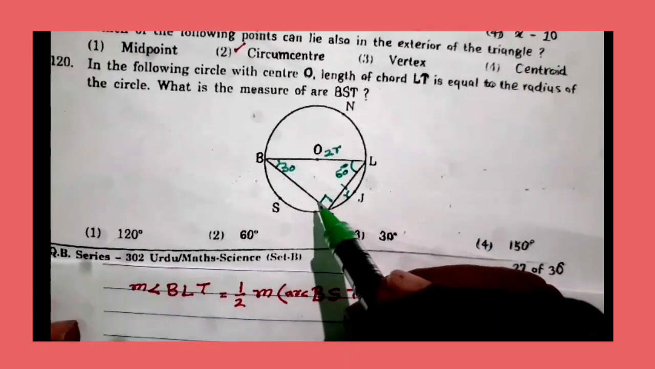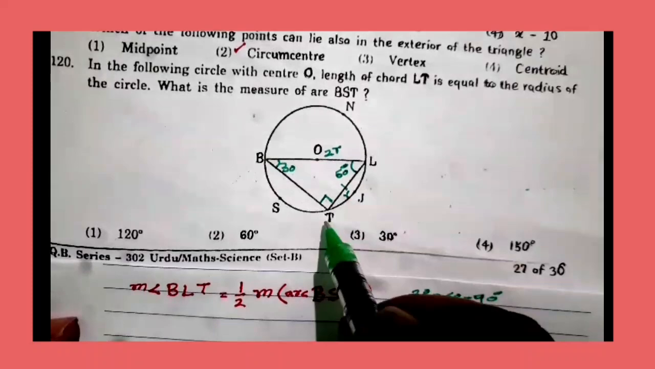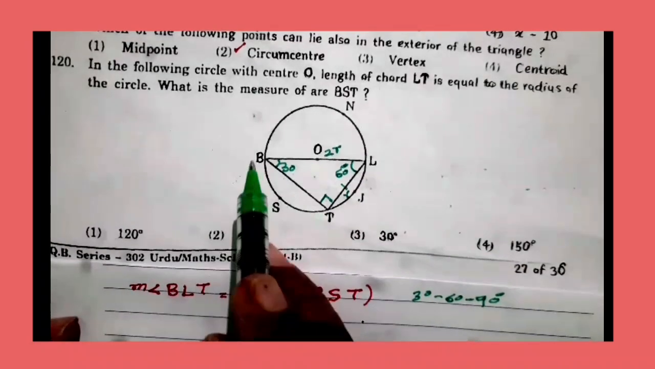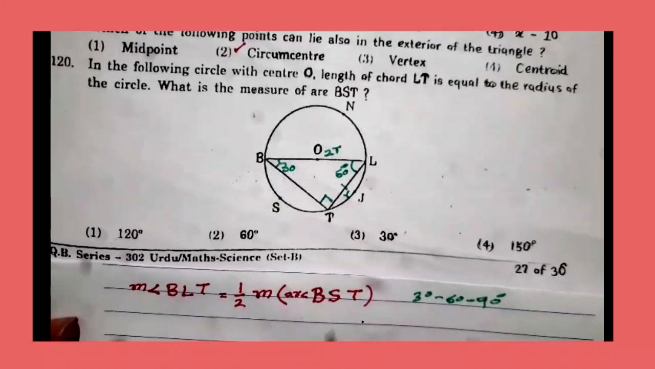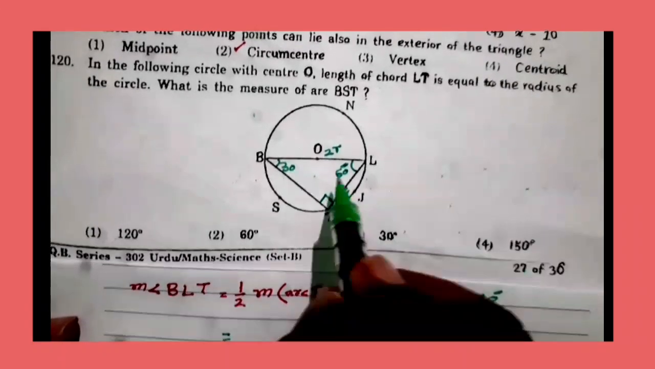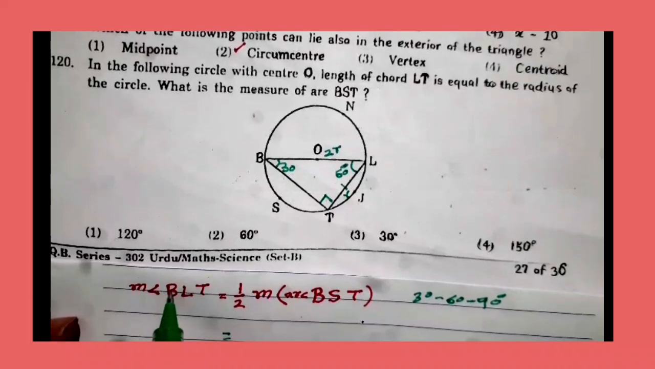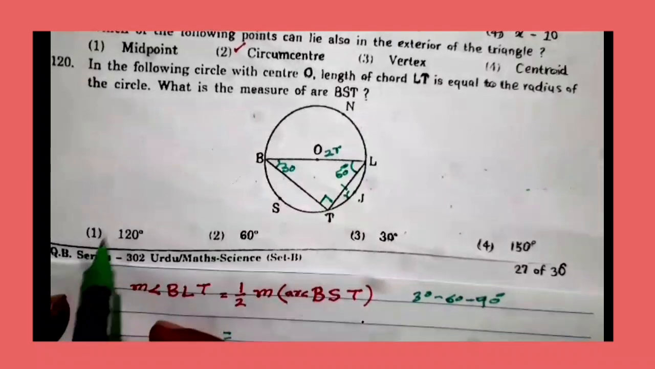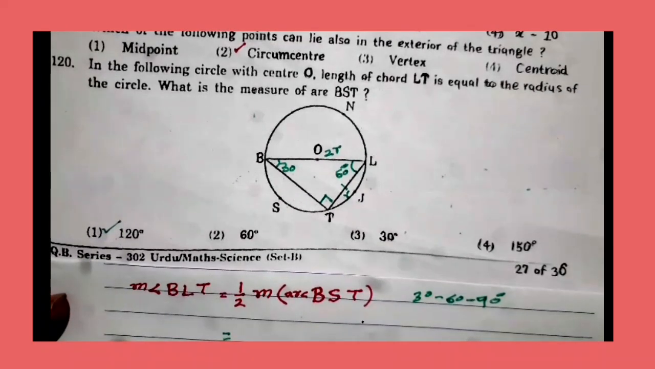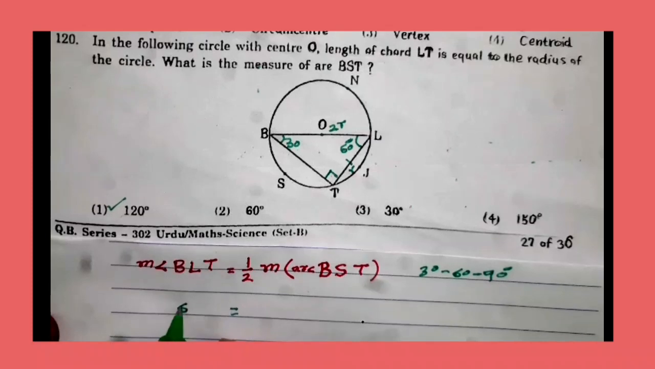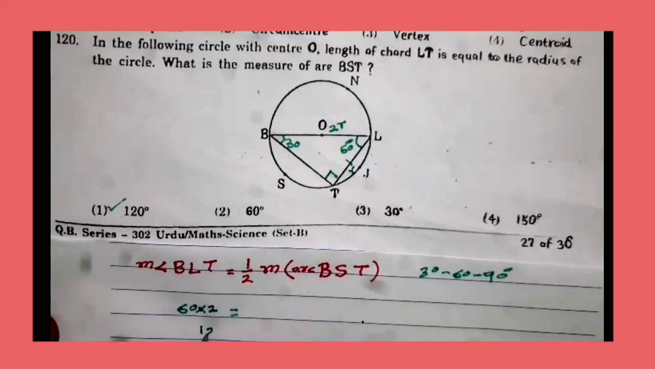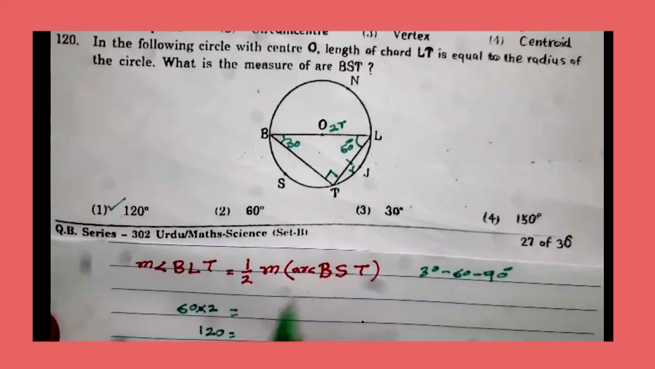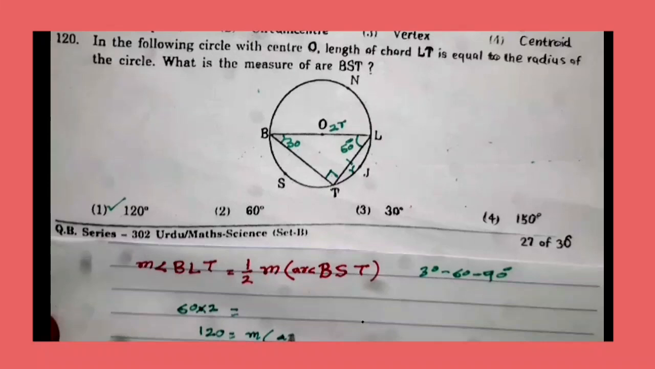And by the inscribed angle theorem, angle BLT is equal to 1/2 the measure of arc BST. Now this angle is 60. 60 times 2 is 120. This is the measurement of arc BST. So the value 60 multiplied by 2, that is 120, is equal to the measure of arc BST.